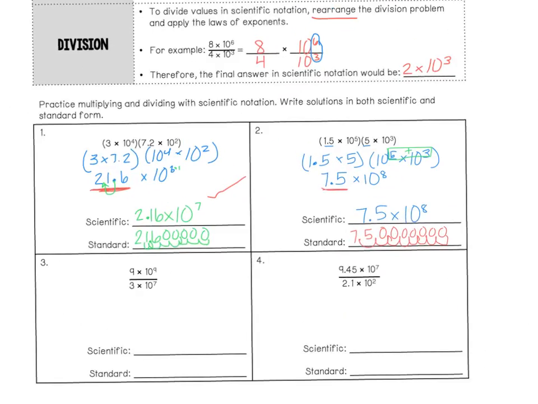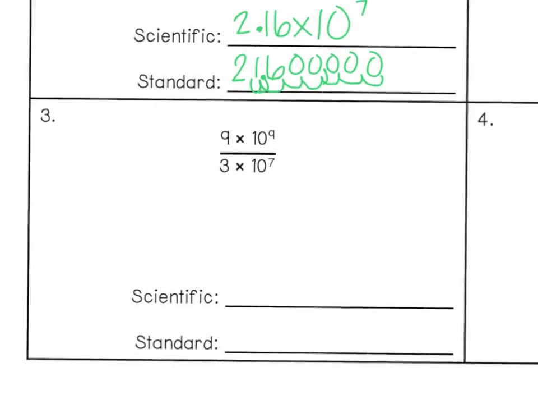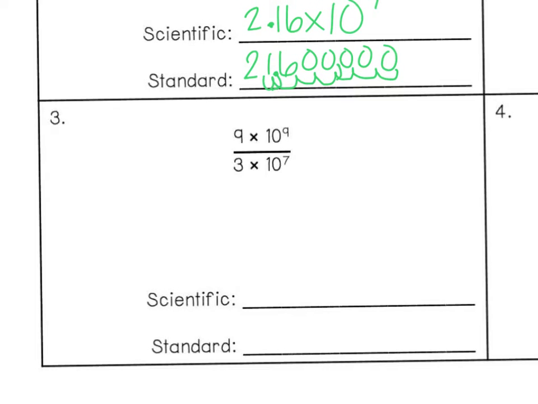So moving on, we're going to start with this example. 9 times 10 to the 9th power divided by 3 times 10 to the 7th power. So really, you probably don't even have to break this up and rewrite it. You could probably just draw a line. So 9 divided by 3, if you want to write it like this, you can. But really, since the fraction bar is already there, you don't even need to rewrite it.